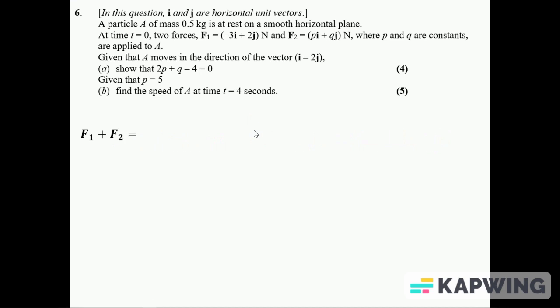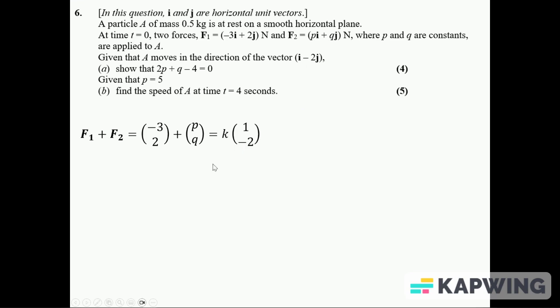So adding the two vectors together to get the total force, I like to write them as column vectors like this. And then that's going to be equal to some multiple of that i minus 2j vector. So I've written it as k times (1, minus 2).